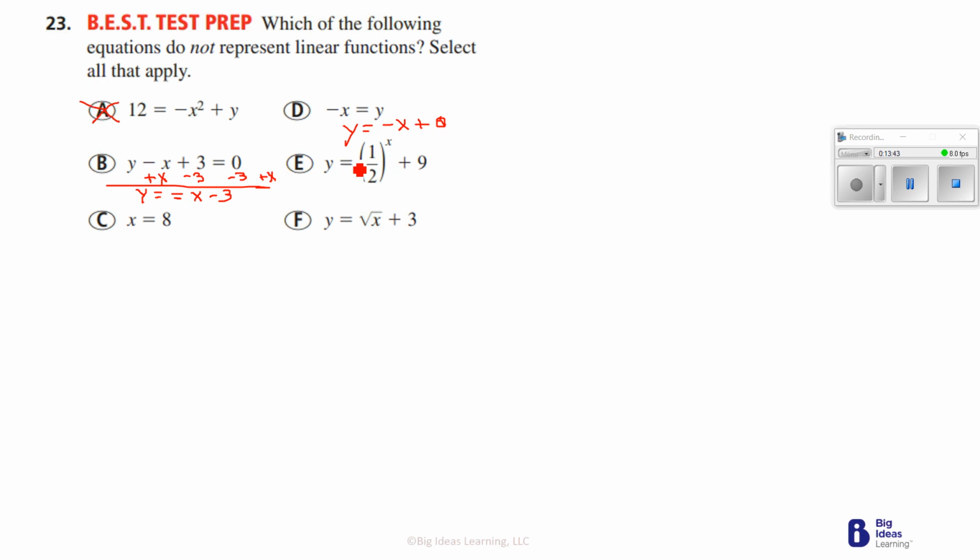Then we have over here y equals 1/2, and then x over here is a power. We don't know what that power is, plus 9. This is not a linear function, so we cannot have an exponent up here. This says x equals 8. If x equals 8, that means on a number line, wherever the number 8 is, it's constantly going to be 8 all the time.